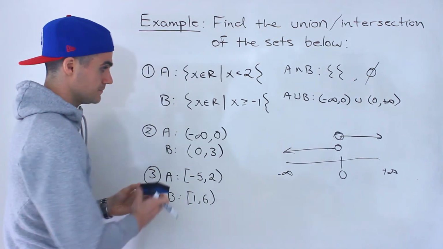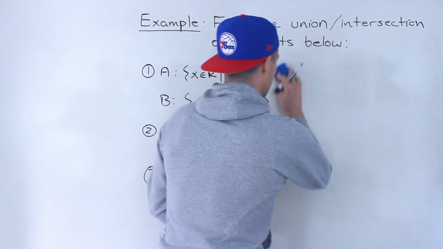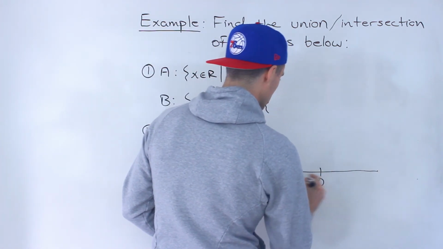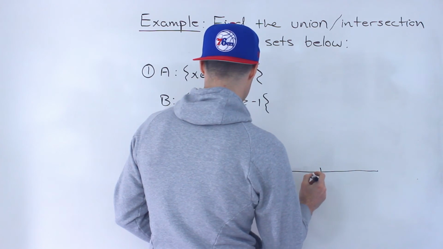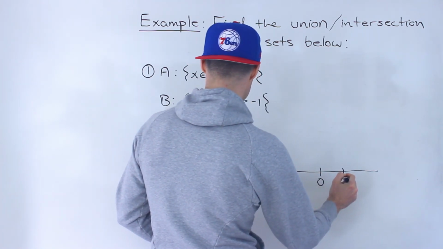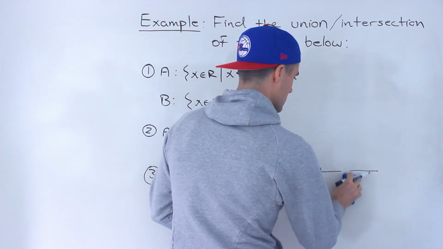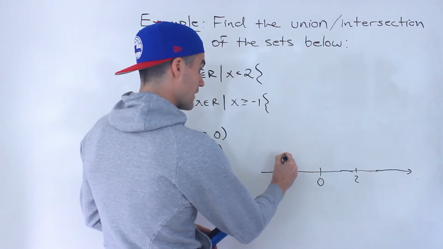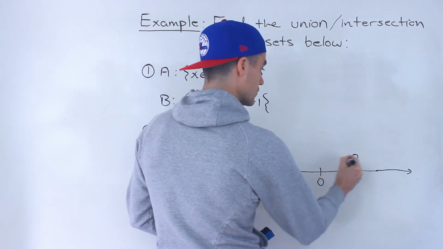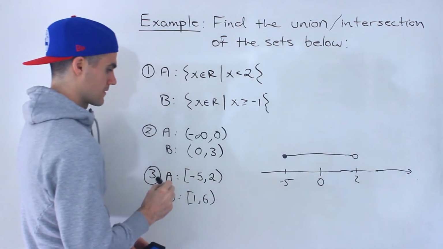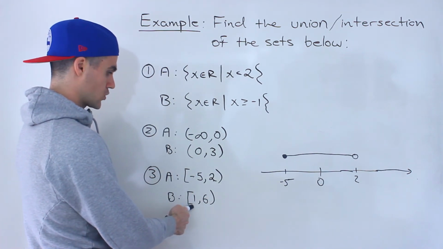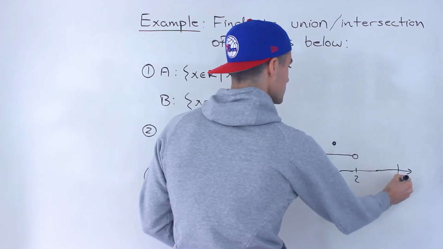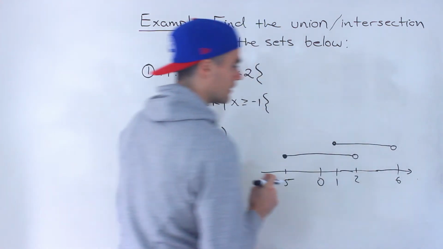And then finally, number 3. So let's take this and draw it out. So we got negative 5 to 2 for A. So if we got 0 over here, we'll start at negative 5 and go to 2. You know what? Let's space this out. So I'm going to put 2 over here. So we're going from negative 5, inclusive of negative 5, to 2 but not inclusive of the 2. So that's this set. And then for this set, we're going from 1 to 6. So we're going to go from 1, that's over here, inclusive of the 1, to 6, that's an open dot, and that would be right there. Like that.